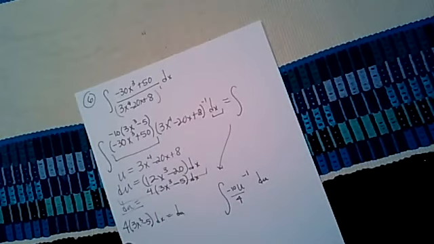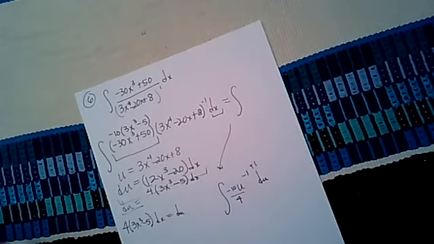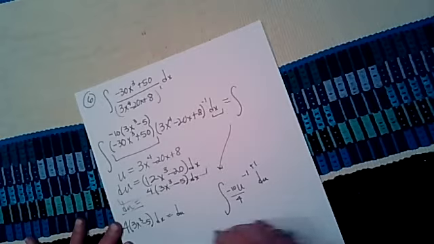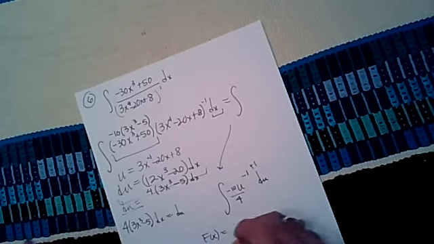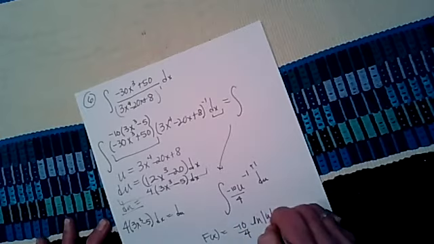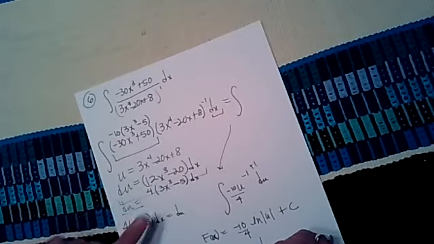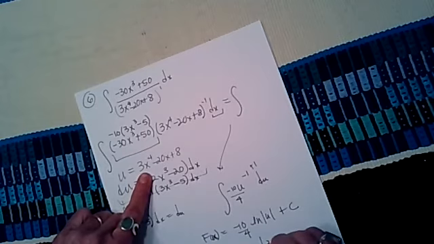Okay, all right, so here we go. When I add 1, what happens? I get 0 divided by 0, so that won't work. This tells me that it is negative 10 over 4. You don't have to reduce. ln of the absolute value of u plus c. So negative 10, that's f of u. ln, and my u is 3x to the fourth minus 20x plus 8.